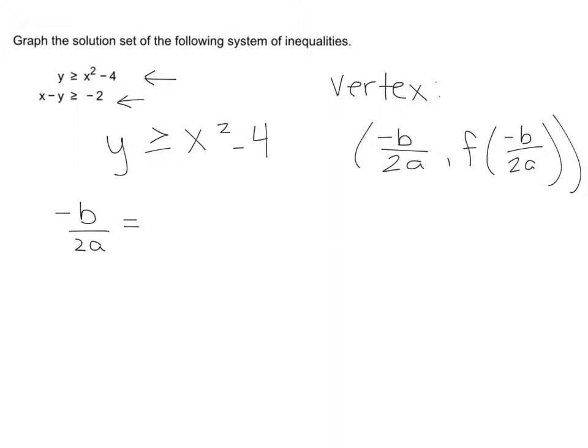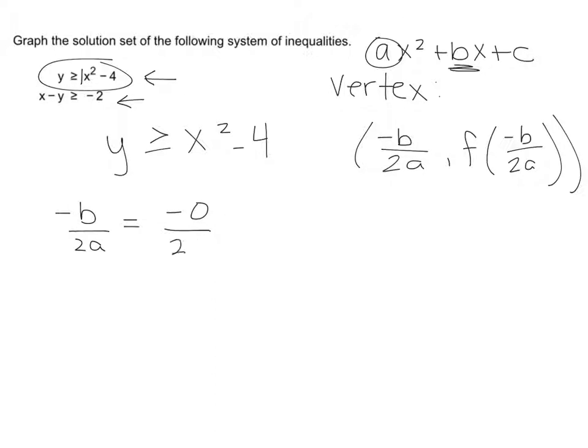So negative b, remember the quadratic formula is in the form ax squared plus bx plus c. So b is the value in front of the x term, and we don't have an x term in this equation, so our b is 0. So this is negative b, or negative 0, over 2 times a. A is the value in front of the x squared term, and that is an imaginary 1.